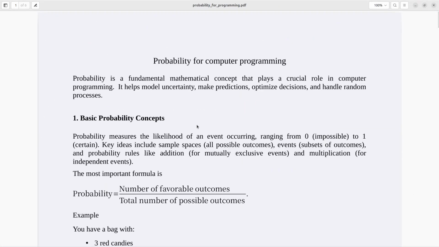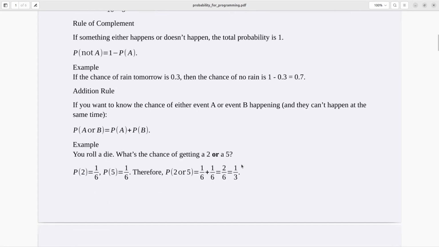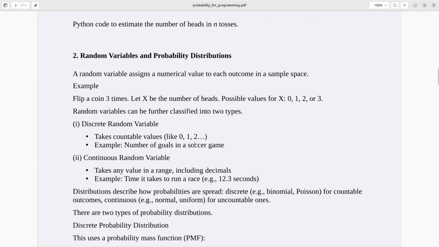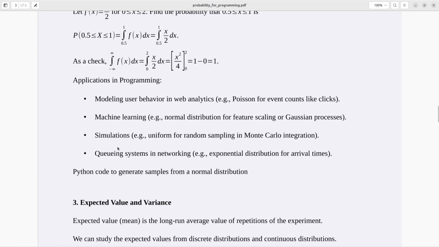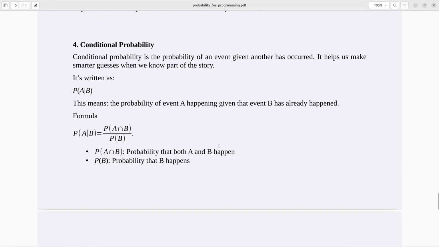So this video has discussed many things about probability for computer programming. I told you the basic probability concepts, using the number of favorable outcomes divided by the total number of possible outcomes to get the probability. I also told you the addition rule and multiplication rule of probability. I also covered random variables and probability distributions, and we can handle the discrete one and the continuous one. We also know how to get the expected value of a probability distribution and the corresponding variance. We also know how to calculate conditional probability by using this formula.